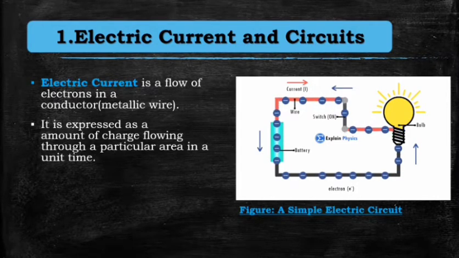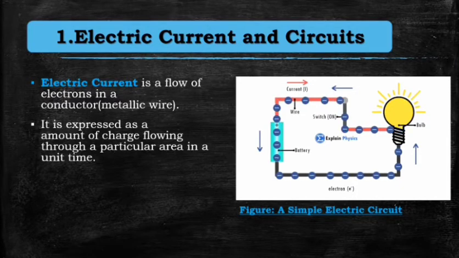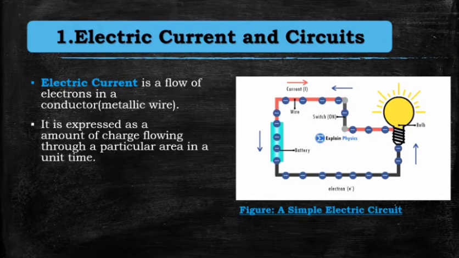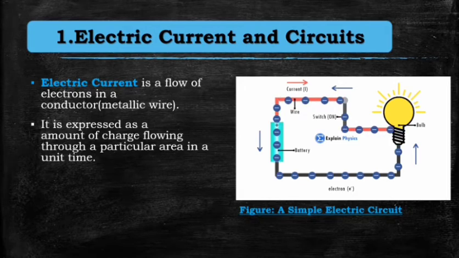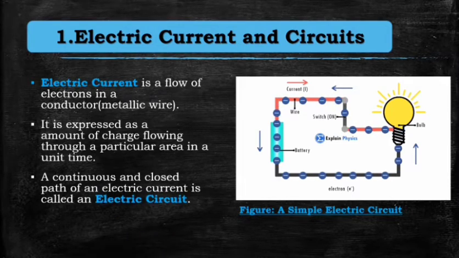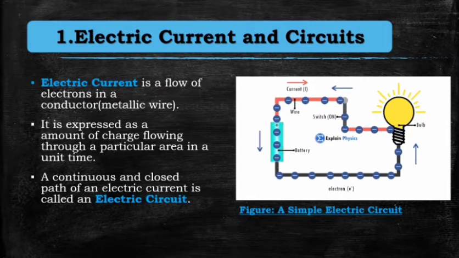Earlier we said how the bulb glows when we turn on a switch. We must have something to control the flow of current. That is nothing but a switch. It is a conducting path for the bulb to glow. In electricity, a continuous and closed path of an electric current is an electric circuit.